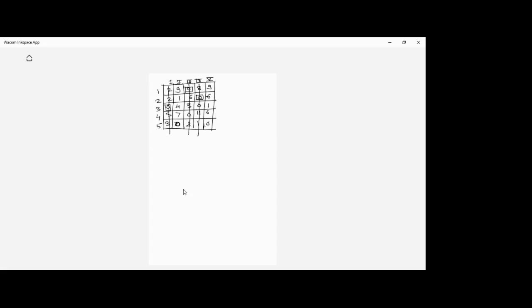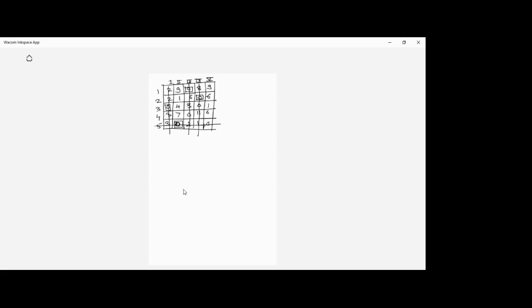In column scanning, first column is already cancelled. Second column, yes, we have only 1 0. So we are going to put a square here, and now here we are going to draw a horizontal line. Let's move towards column 3. It is already cancelled. Column 4 is already cancelled, and in column 5 we do not have any 0, right?